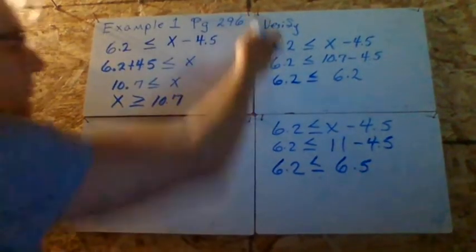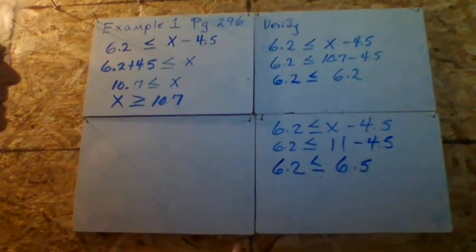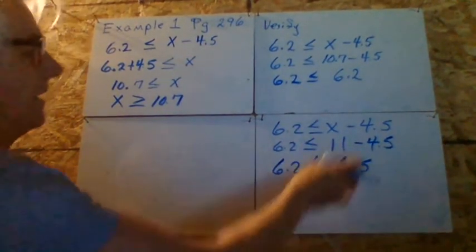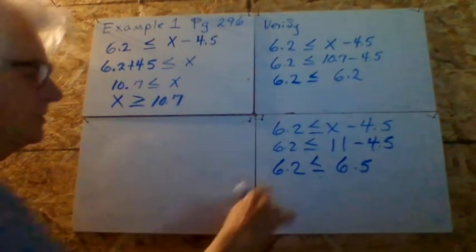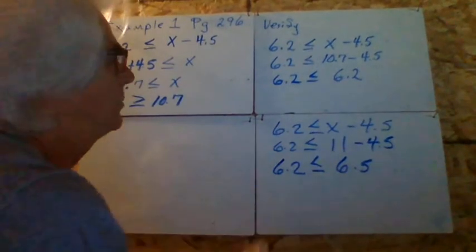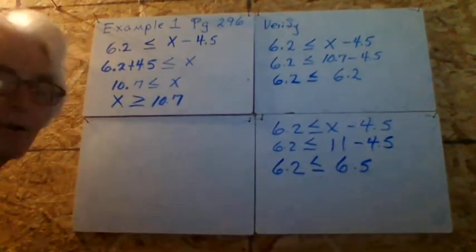So there's my verifications. I put in a couple numbers that are larger than 10.7 or equal to 10.7 and check to see that this still comes out to be a true statement, which it is. 6.2 is less than or equal to 6.5, and 6.2 is less than or equal to 6.2. So we verified it.